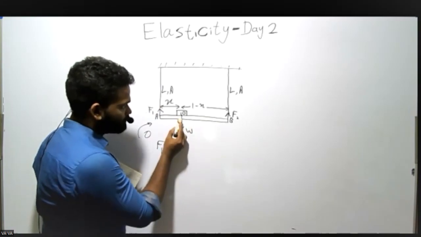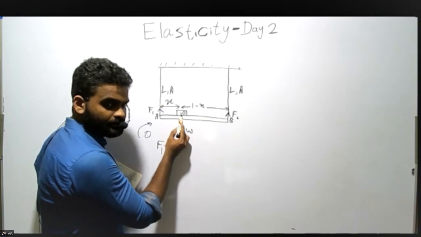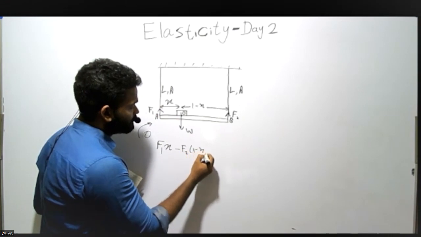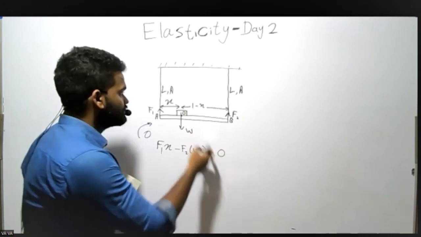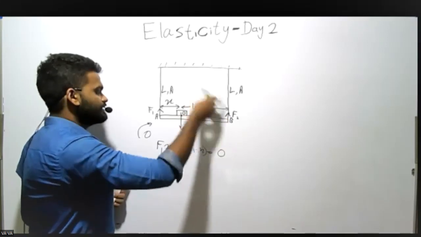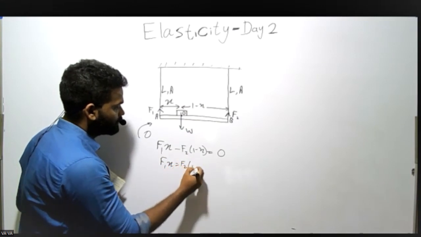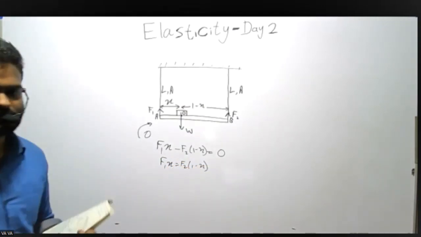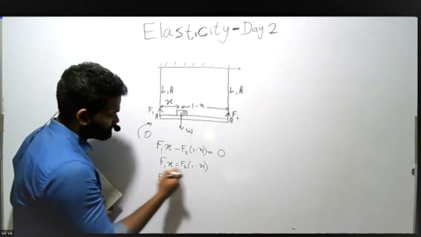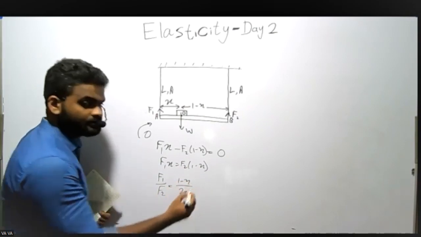From W there's no moment, because there's no distance to W. But to the other one, minus F2, the distance is 1 minus X. So this is equal to 0. F2 times 1 minus X is equal to 0. So F1 X equals F2 times (1 minus X). Then cross multiplying, I can write F1 divided by F2 equals (1 minus X) divided by X.